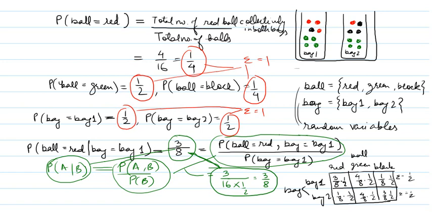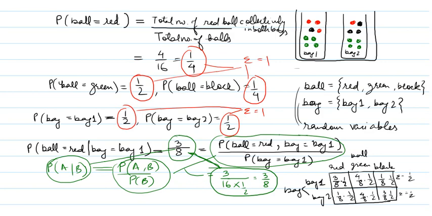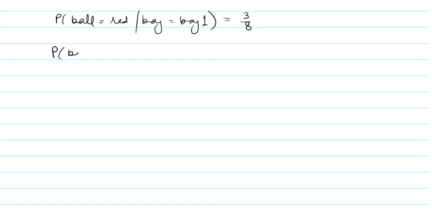Right? So here we have P of ball is equal to red given that bag is equal to bag 1, which is equal to 3 by 8. So we need to calculate the reverse of this, right? The reverse is: what is the probability of bag is equal to bag 1 given that ball is equal to red? So what do these two mean?